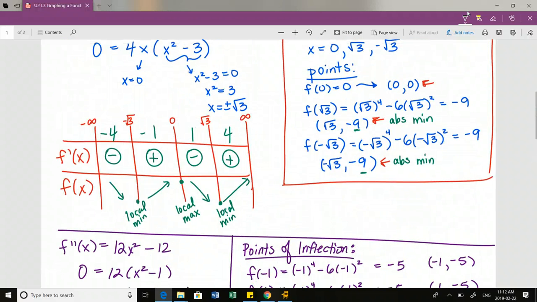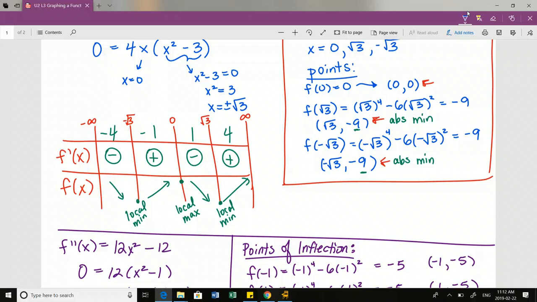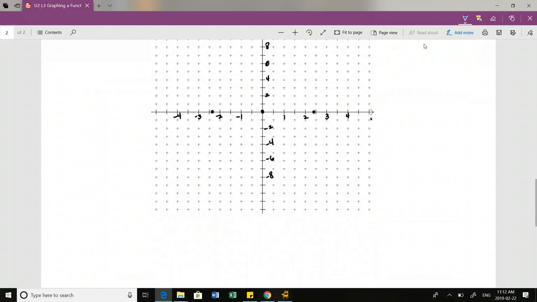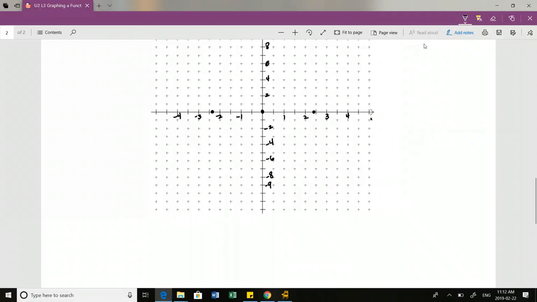Okay, critical numbers, I'll do those in blue. We have them at 0, 0, which we already have plotted, and then negative root 3, negative 9, and positive root 3, negative 9. So that's about 1.7 and negative 1.7. So we're going to put these both down. Negative 9 is, we can just draw it on here, negative 9 is right here.